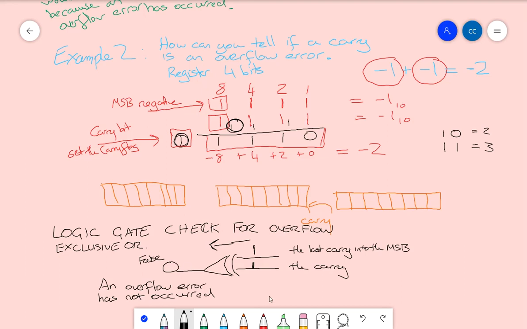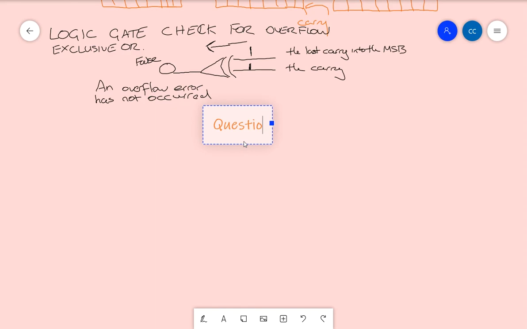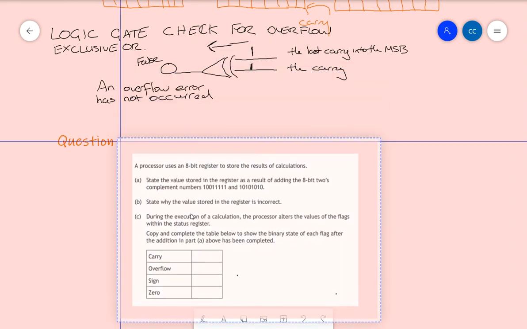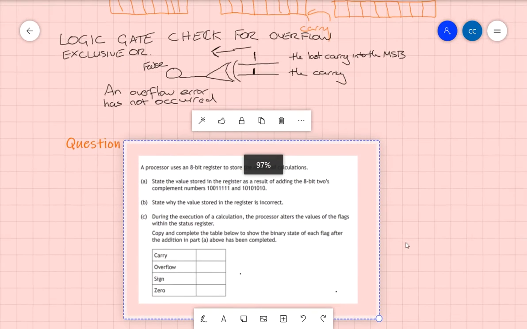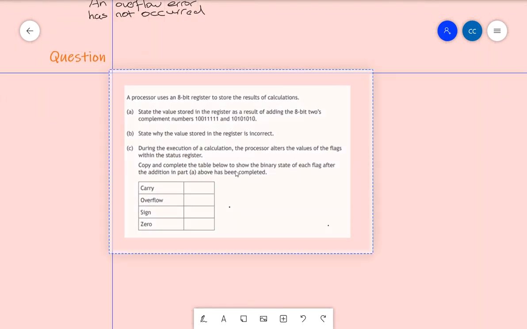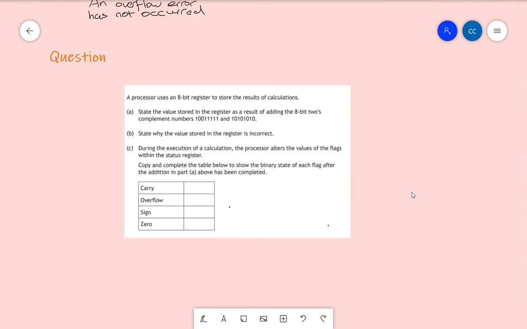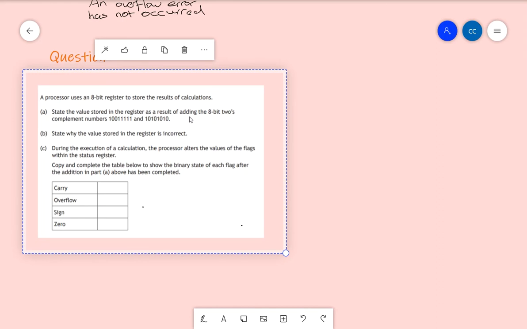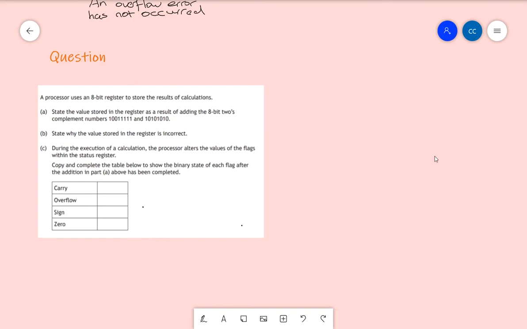Good. So here's a question for you. Let's have a look at this, and then we'll evaluate it. It says a processor uses an 8-bit register to store the results of calculations. State the value stored in the register as a result of adding the 8-bit 2's complement numbers. So let's start with that. You've got plenty of time to do this, so I suggest you do it as well.